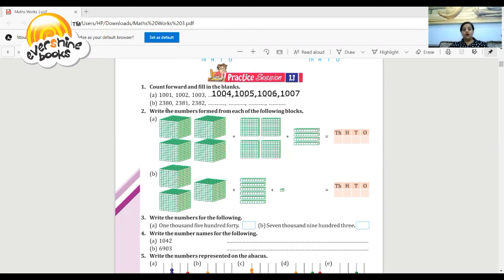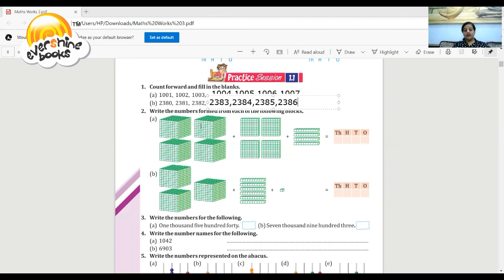After that, 2,380, 2,381, 2,382. So here we are going to write 2,383. Yes. Next is 2,384. Next is 2,385. Next is with the comma, 2,386, like this.